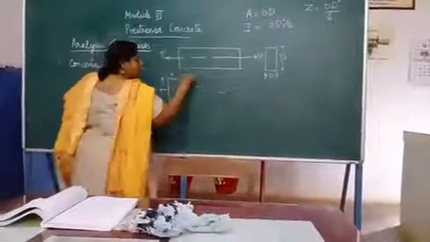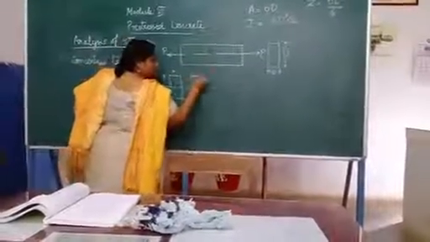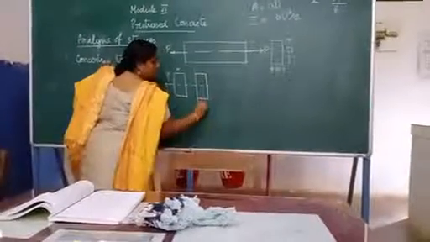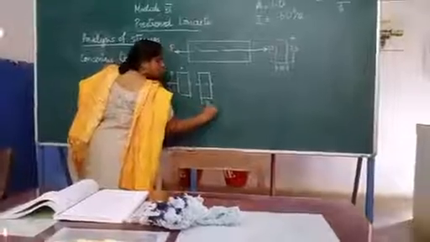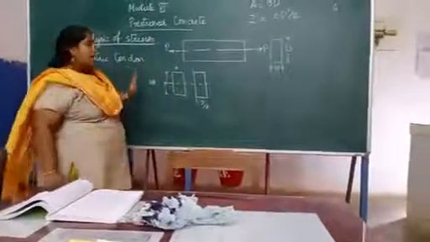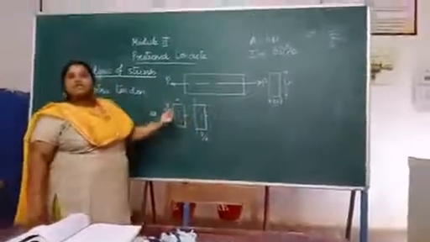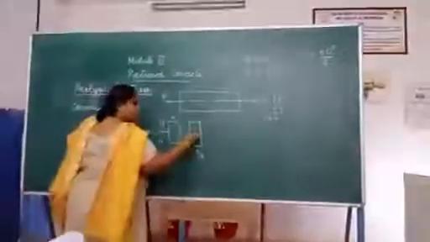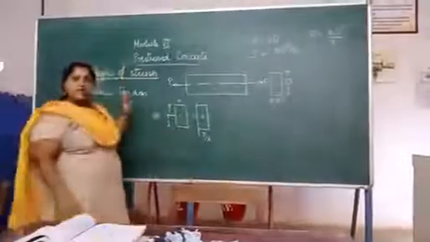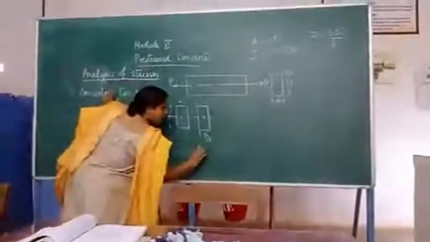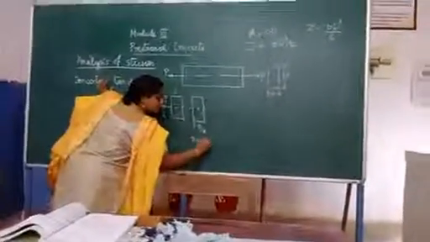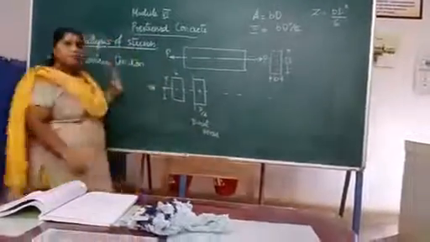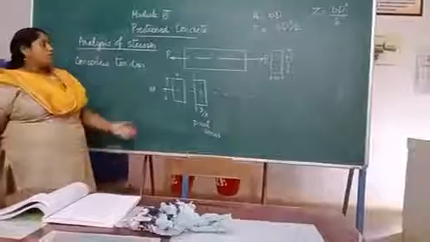So the direct prestress will be P by A throughout the section, and we will consider positive for compression and negative for tension. So this will be positive. This is the direct stress which is applied due to the prestressing force.